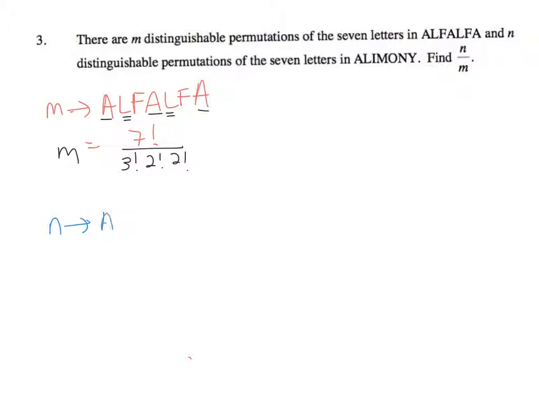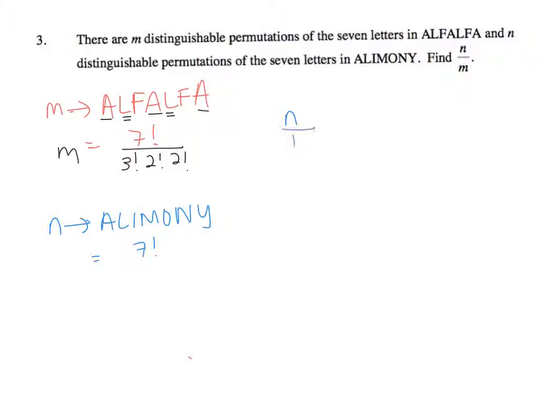Now n is alimony. Okay, so again there are 7 letters, so that's going to be 7 factorial. I don't have any repeats, so I don't need to divide by anything. Each letter is treated differently, as it should be.